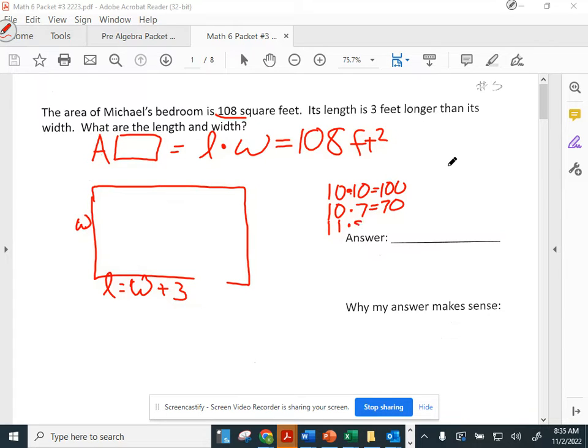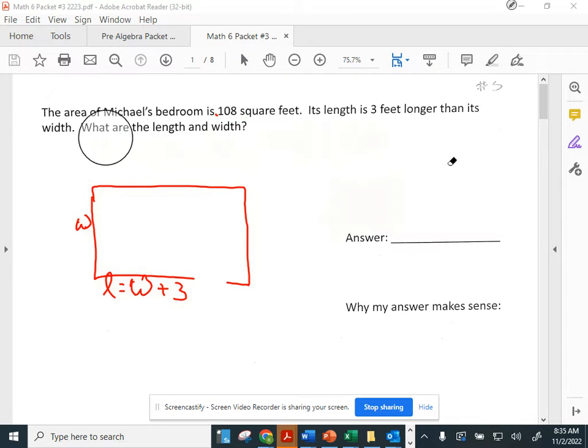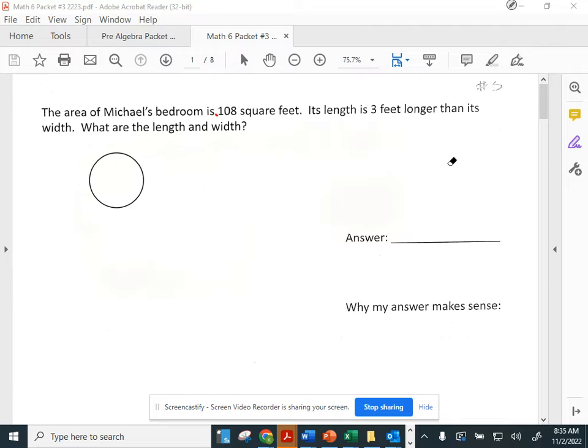Try 11 times 8. That is 88. So I'm going in the right direction. To solve this, you're just going to do a little guess and checking and see if you can find the numbers that are 3 apart, where if we multiply them together, you get 108 for your answer. So I'm going to let you continue that one on your own. Let's look at our next page.